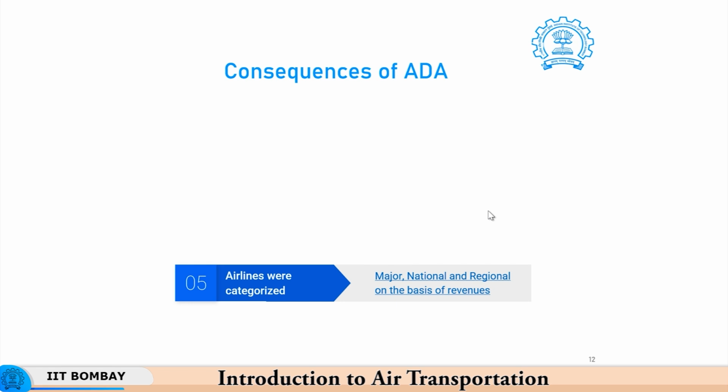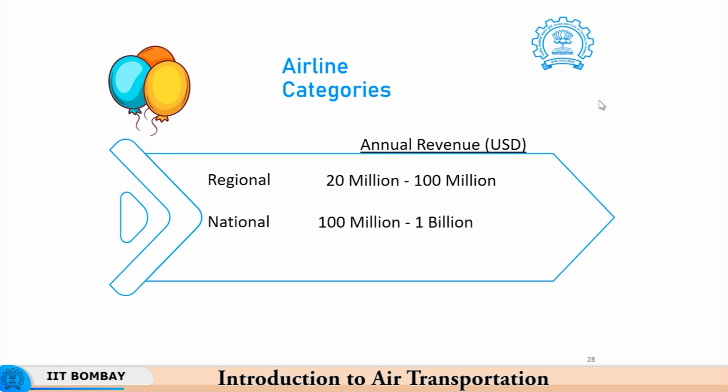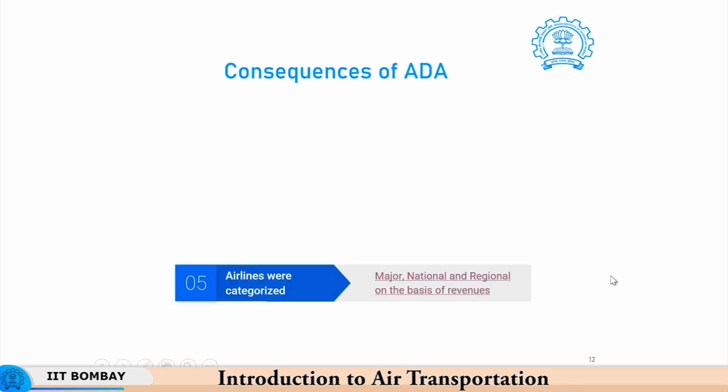The airlines were categorized based on their annual revenues. They were categorized as major airlines, national airlines or regional airlines. So, let us have a look at how the categorization works. Depending on the annual revenue in US dollars, a regional airline, which is the lowest level in this categorization, has an annual revenue of 20 million USD to 100 million USD. If you are doing upwards of 100 million up to 1 billion, you are considered a national airline, and if your annual revenue is more than 1 billion, then you are categorized as a major airline. So, this categorization was brought about as per the ADA.